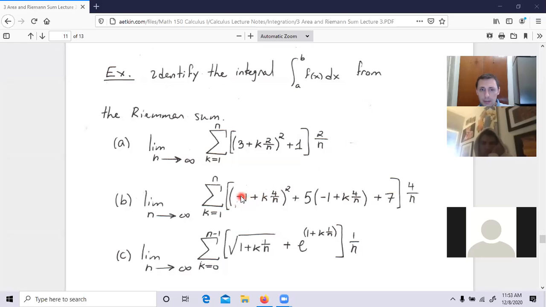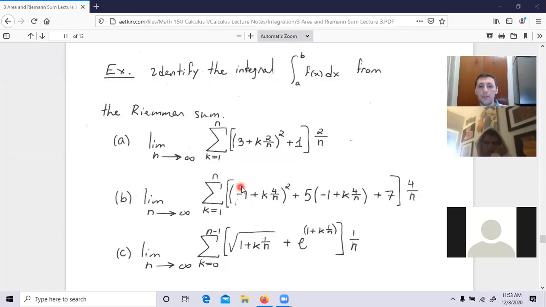You look at it and you see something is being squared. You see minus 1 plus k times 4 over n. That indicates that that would be your xk. Because when you read it, minus 1 was the initial position and I displace by k segments of length 4 over n. Yes?